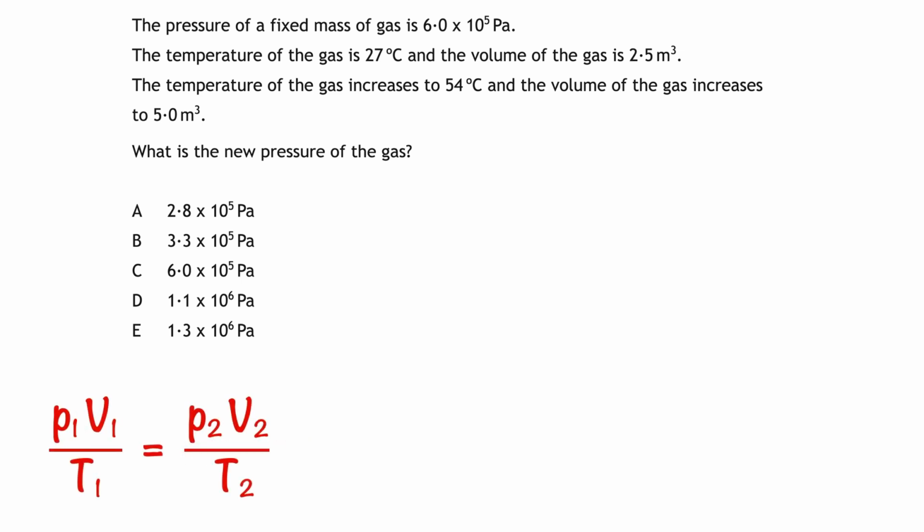Now there are lots of values given in the question, so it might be an idea to take note of them like this. The values on the left are initial values and the values on the right are final values. Let's see them as they're written in the question.